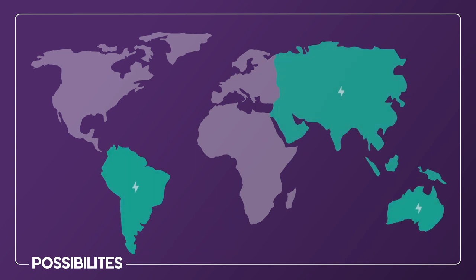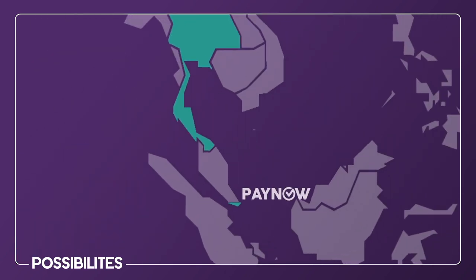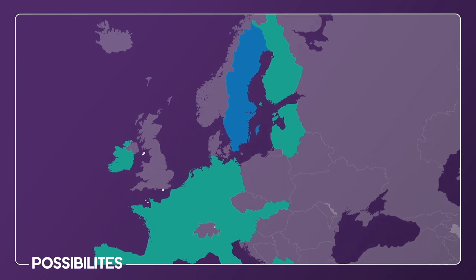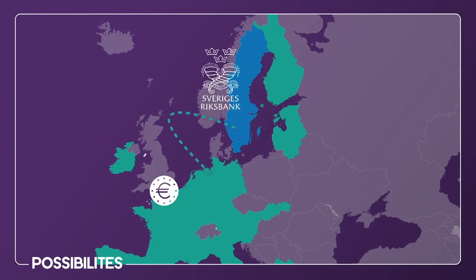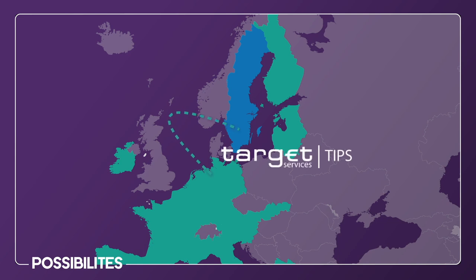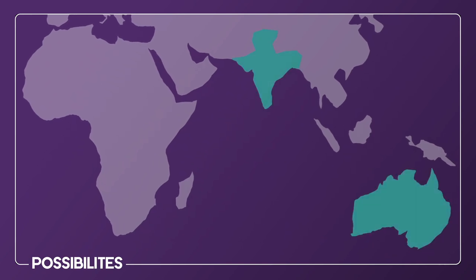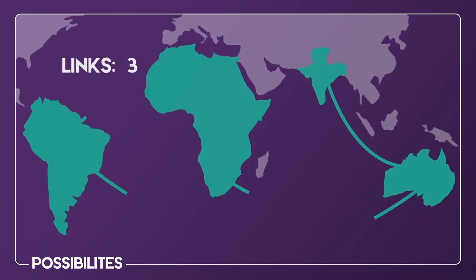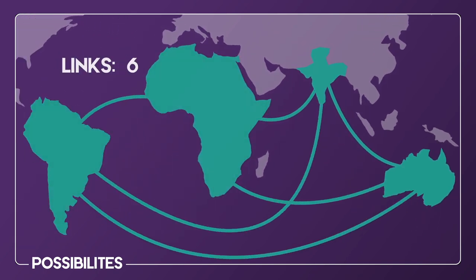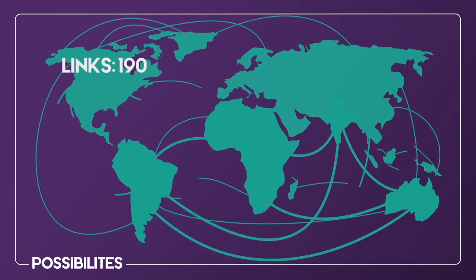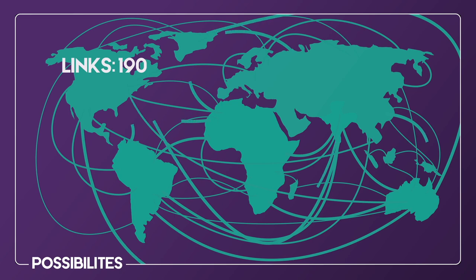One possibility is to link the successful fast payment systems that many countries use today for domestic payments. In fact, Singapore and Thailand are already connecting their fast payment systems, making money transfers happen within seconds. The European Central Bank and the Swedish Riksbank are also exploring ways they can achieve instant payments between euros and kronas. It's a positive step forward, but linking countries one by one can quickly become a challenge. Two countries need just one link, but four countries need six links, and 20 countries need 190 links. This gets complicated and expensive.